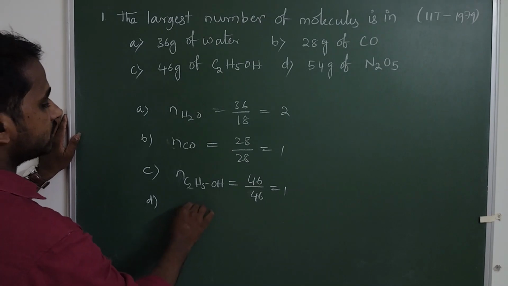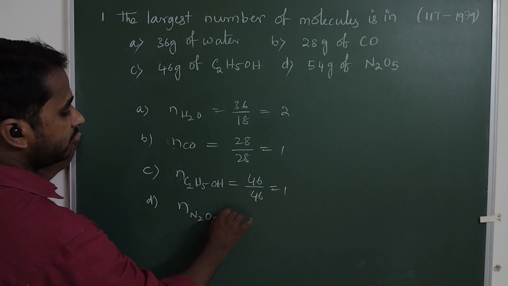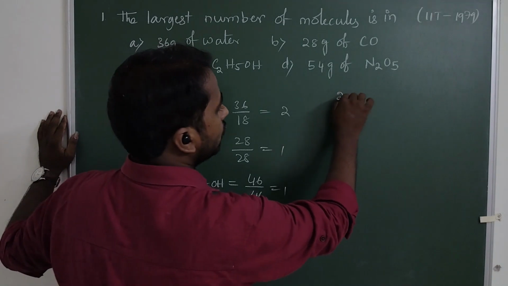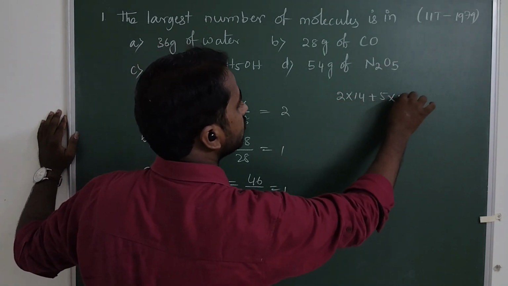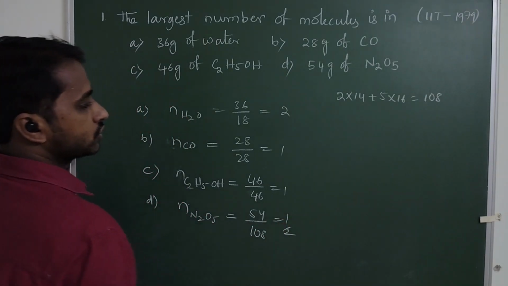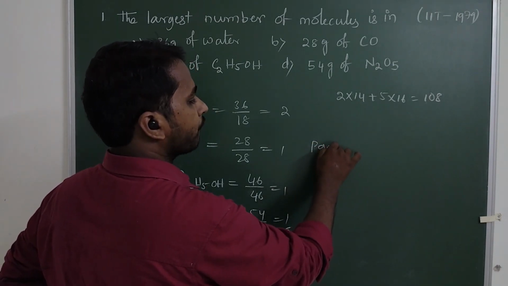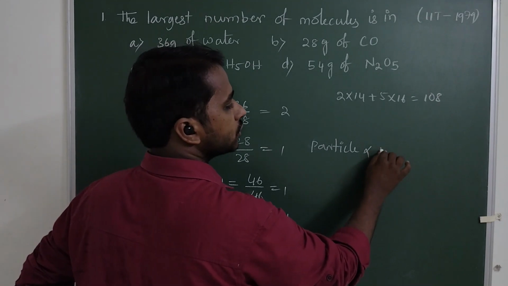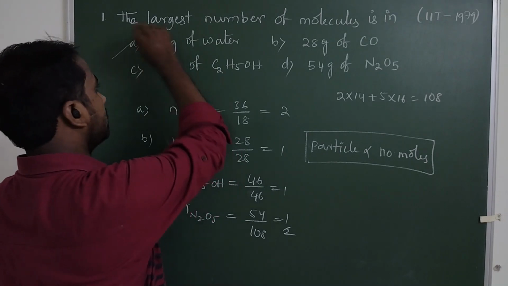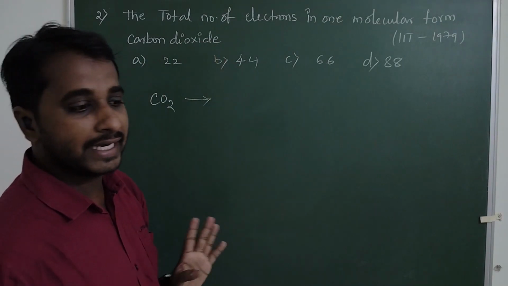And option D, if you see, 54 grams of N2O5. So moles of N2O5 is 54 divided by the molecular weight of N2O5, 2 into 14 plus 5 into 16, which is 108. So 1 by 2 moles. So more number of moles, more number of particles. Particles are directly proportional to the number of moles. So here what is the option? Option A is correct.